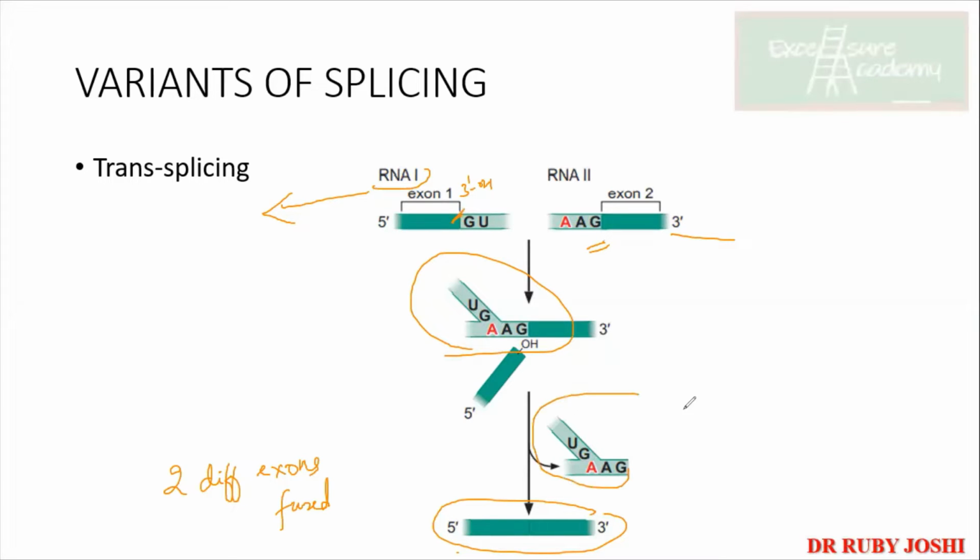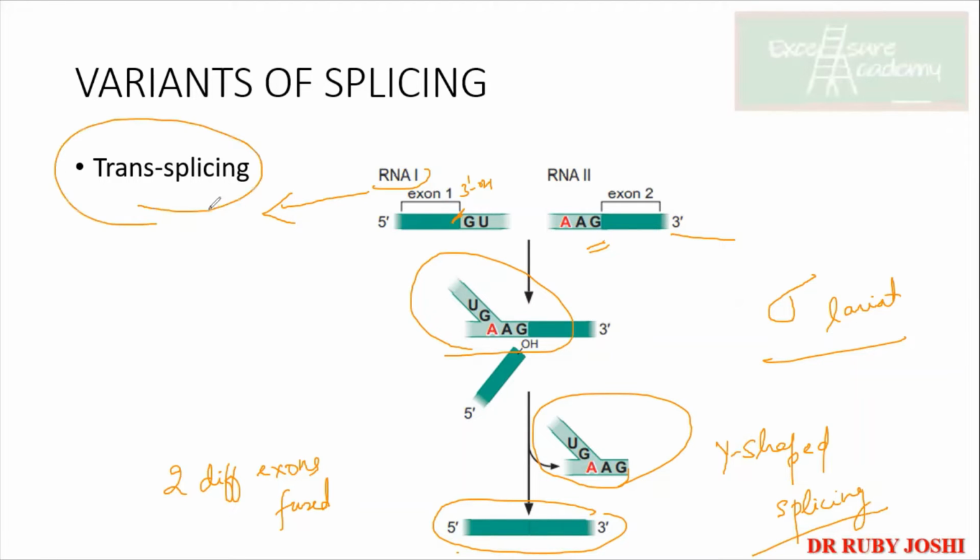Now, what kind of shape is this? So when they showed like this, they call it as lariat. Now, what kind of shape is this for you guys? कौन सा लेटर लगता है आपको? Y. Yes. Y. So it is also known as Y-shaped splicing. ठीक है? If in the exam they are not mentioning trans splicing, then they will mention as Y-shaped splicing.